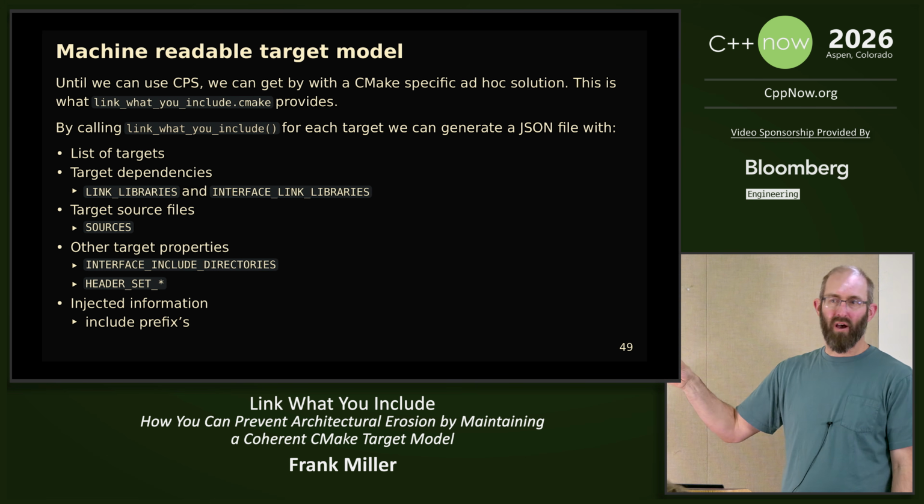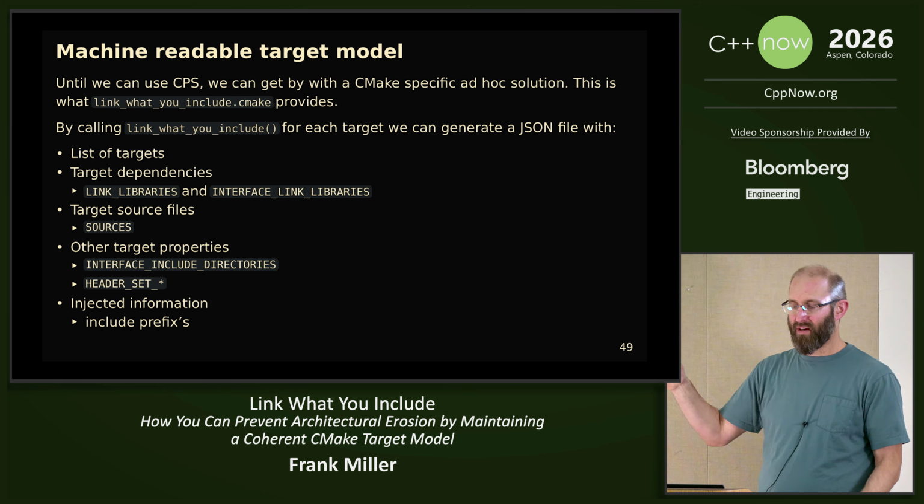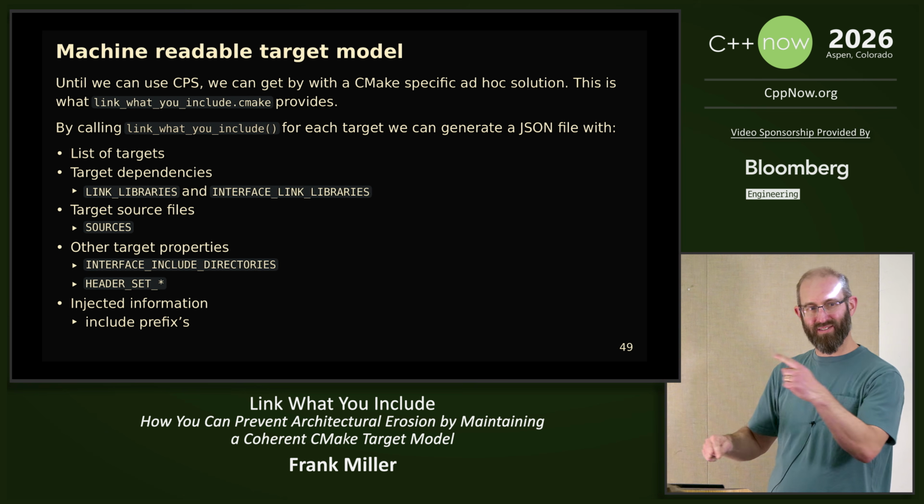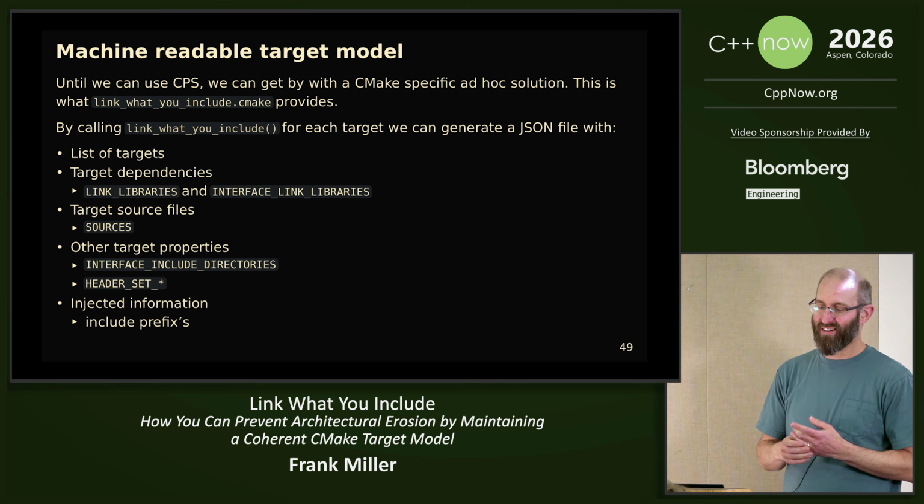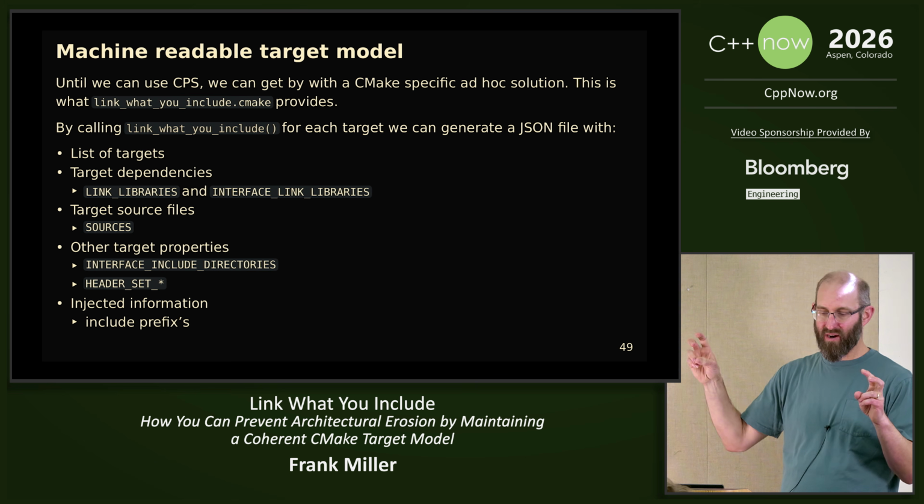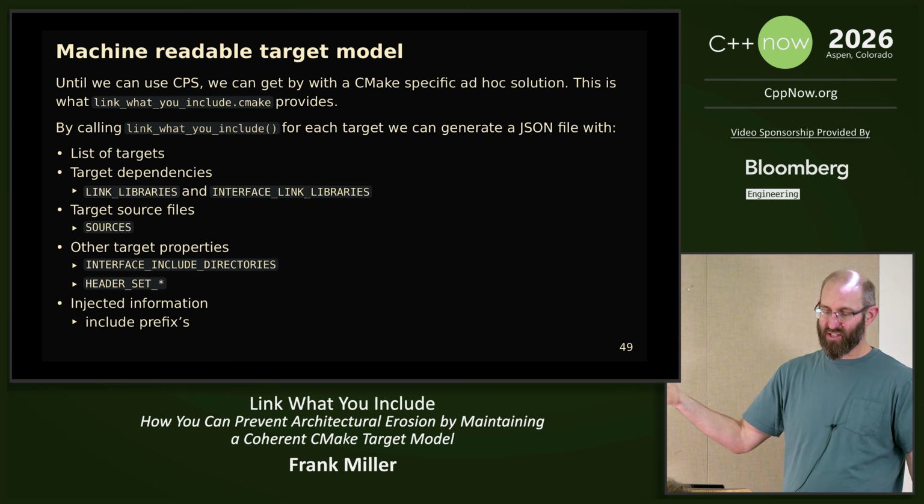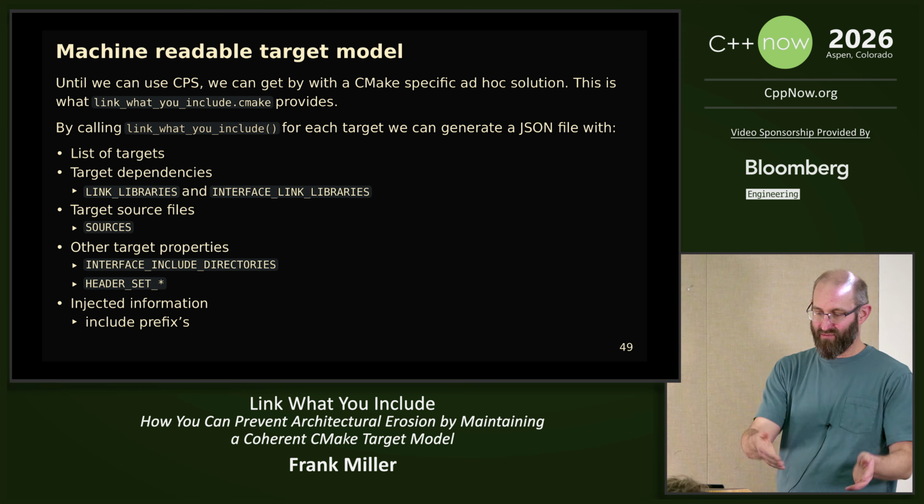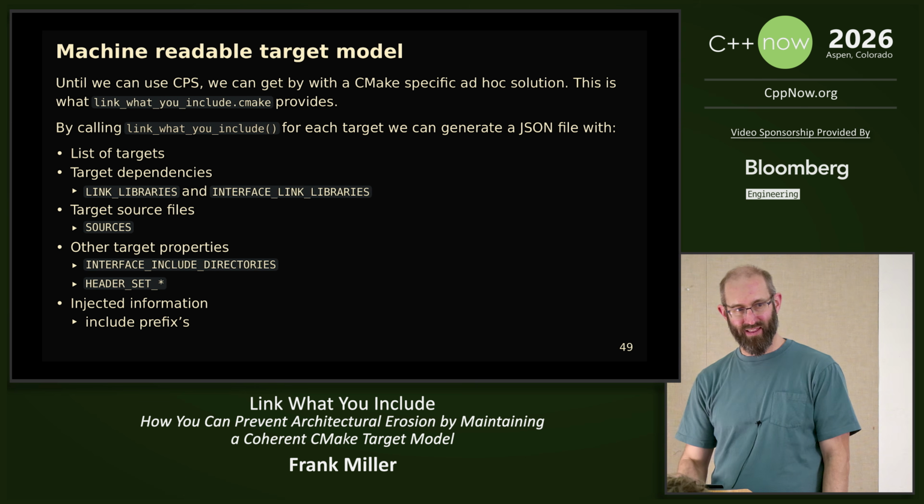It's ironic that in order to describe how this works, I couldn't figure out a linear path. Everything sort of depended on itself, kind of like a circular dependency. I also inject information into this target model, these include prefixes that I mentioned. I'm adding that to the target model, and that's getting written out there too. I'll explain more about that later.